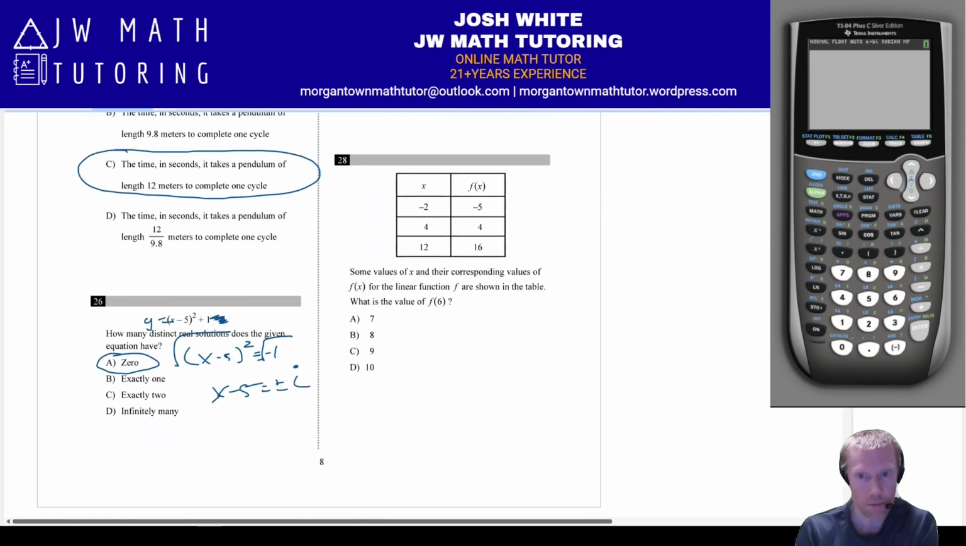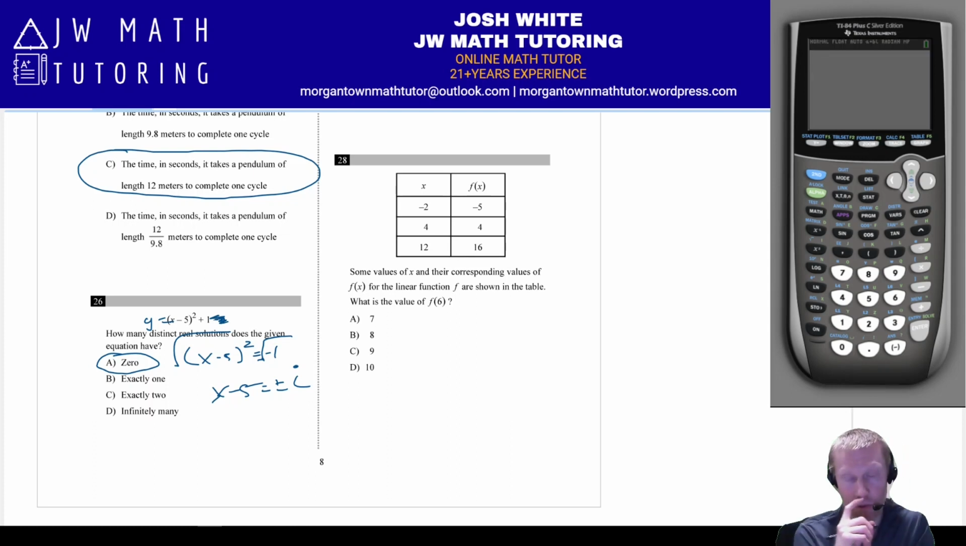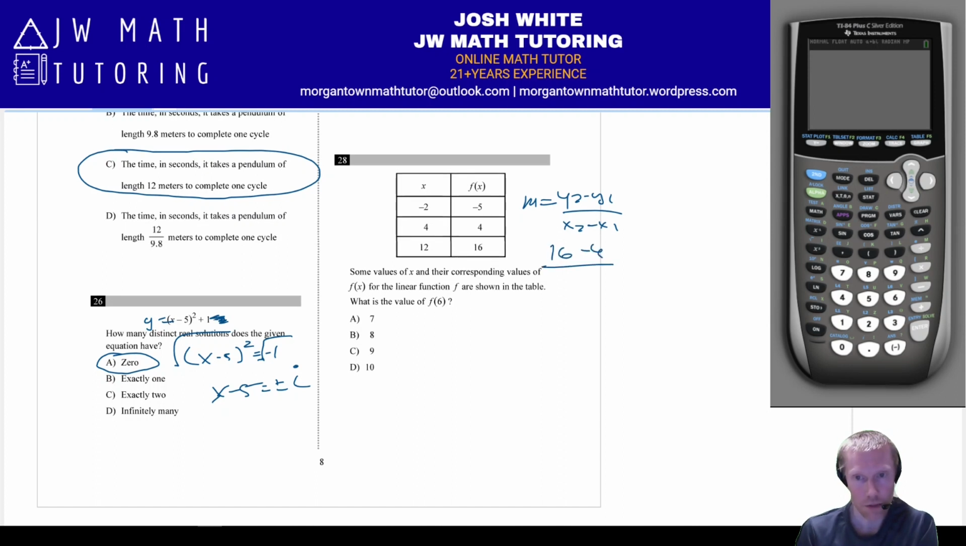Now for 28 at the bottom, here we have another example where we have a table of values. It's for a linear function, i.e. a line. And they want to know what the value of f of 6 is. As I've covered previously with a bunch of these problems, there are multiple ways you could do this. The straightforward way would be to find the slope by doing y2 minus y1 over x2 minus x1. If you do that, it's going to be 16 minus 4 over 12 minus 4. That gives us, let's see, 10 over 8, which will reduce to 5 over 4.